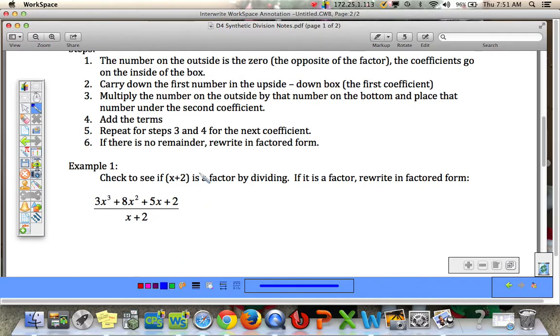So we look at x plus 2, that's the factor. We need the 0. What would make the 0? Negative 2. So we're going to put a negative 2 on the outside of our half box right here.